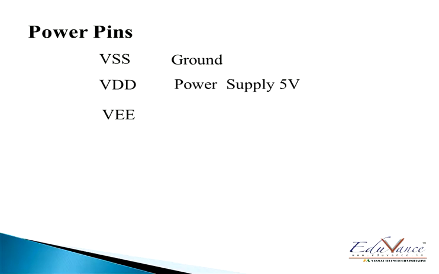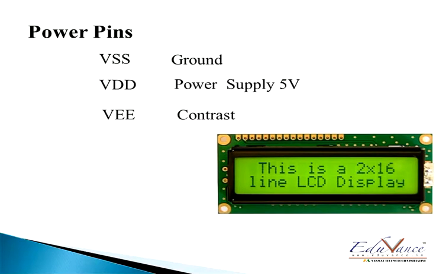Next, we have the VEE pin, which is known as the contrast pin. Now, what exactly is contrast? Consider this example. You find something as a background. The light green color is the background, and the foreground is what is written. This is a 16x2 line LCD display. All that written material is the foreground. The difference between the background and the foreground is the contrast.